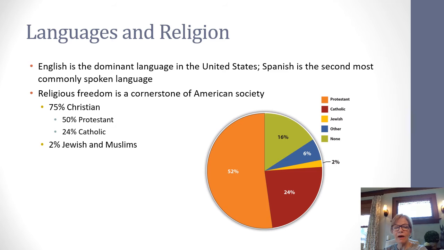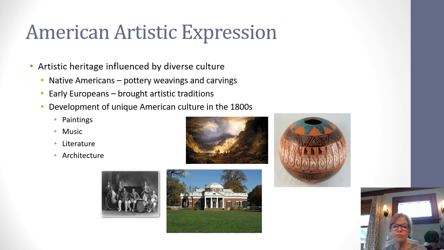We don't have an official language in the United States, but English is the dominant language. Spanish is the second most commonly spoken language here in the United States. And I have, in my lifetime, you can tell sometimes you go places where it's in English and then it's in Spanish. You would never have seen that when I was young, but you saw the influx of the Spanish population into the United States in more recent years.